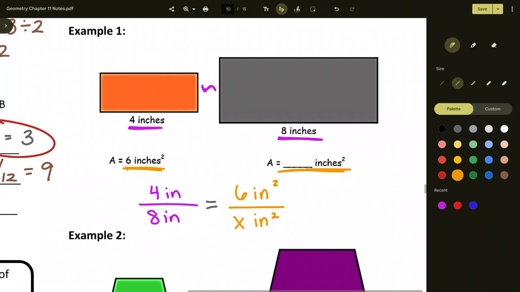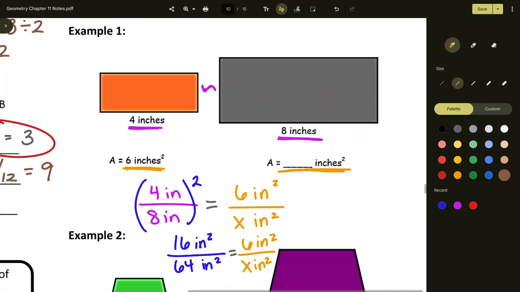Now, before we can cross multiply, we need to make sure that our unit of measurement is the same. So since I only have inches on the left, I'm going to square these to make them inches squared. And 4 squared would be 16. And if I do 8 squared, 8 times 8 is 64. And then I'm going to keep the fraction on the right the same because it is already in inches squared.